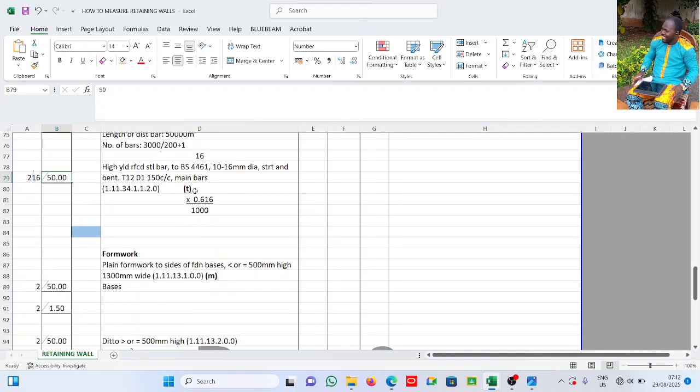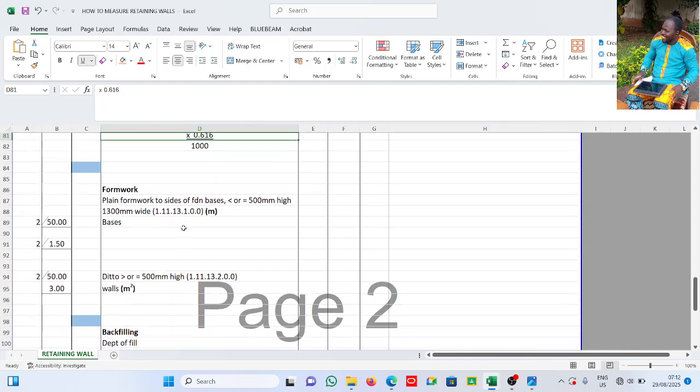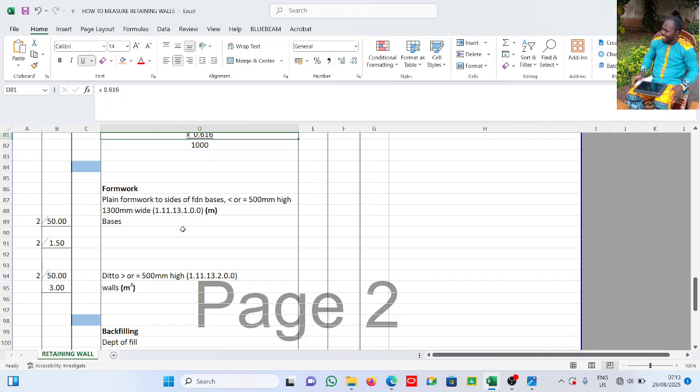All right. So by 0.616 by 1,000, that is Y10. All right, so the formwork. We have formwork to the base, we have formwork to the walls. Now the BSMM4 says if it is less than or equal to 500, it is a meter item. If it is greater than or equal to 500, it is a square meter item.